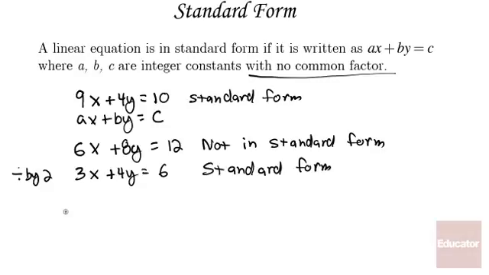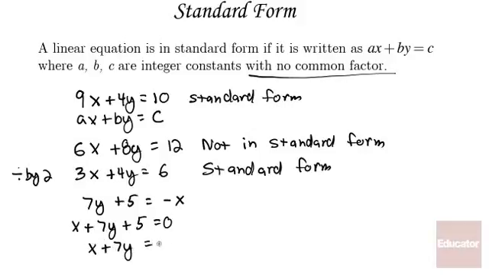Another example would be if I had 7y plus 5 equals negative x. Again, not in standard form. I can add x to both sides to get x plus 7y plus 5 equals 0, and then subtract 5 from both sides to get x plus 7y equals negative 5. So this is standard form.